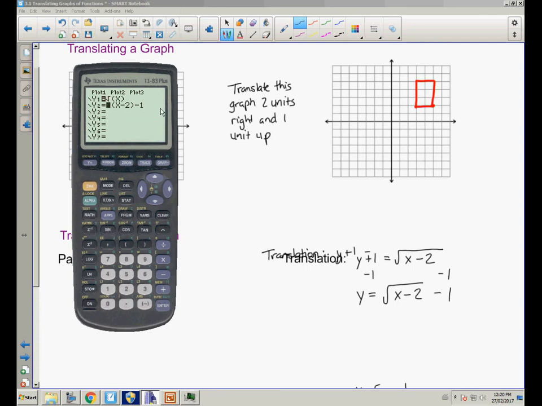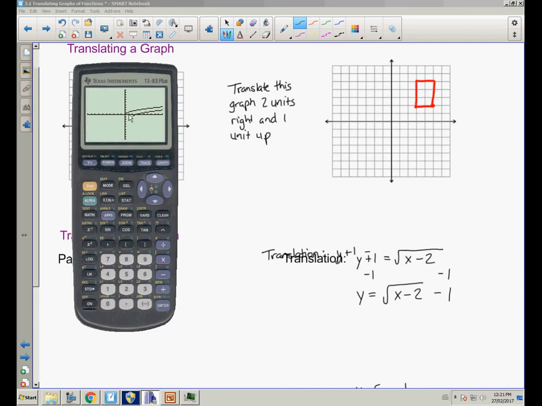So I'm just going to turn this one on. There's my original function, y equals the square root of x. And here's my translated function, y equals the square root of x minus 2, minus 1. Now if you take a look at this function, what's happened to it is my x value has moved over 2.